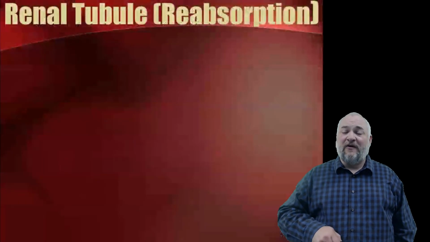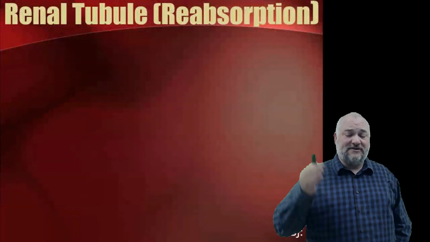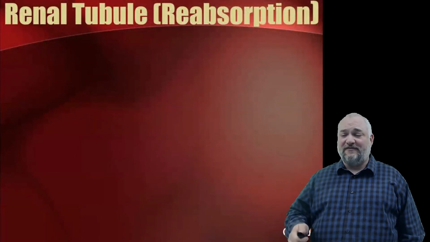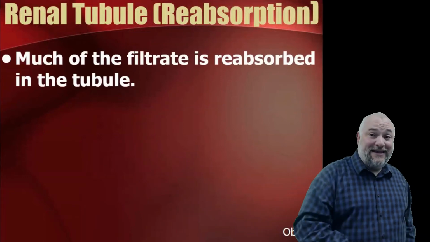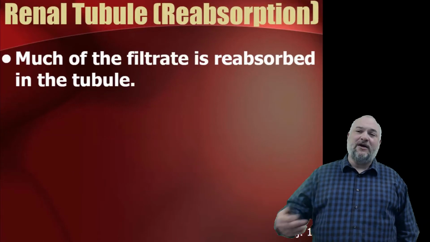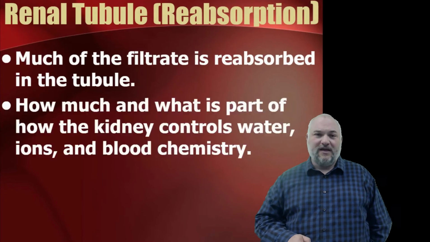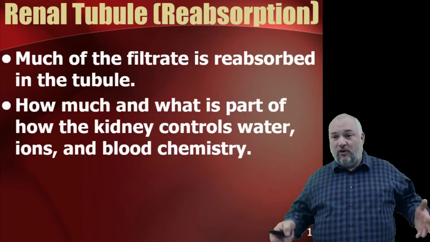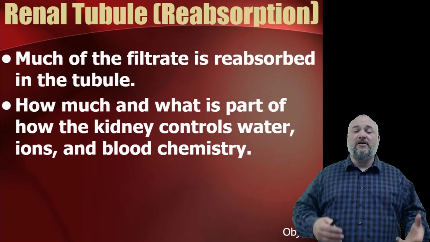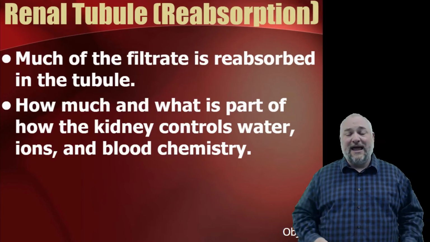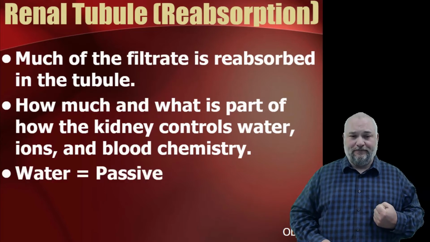And what's going to happen here is we've already pushed everything out of the bloodstream, right? All that's left in the bloodstream at this point is blood cells and big proteins. So all that other stuff is now in the renal tubule. Most of that we want to get back into the blood. So that's what we call reabsorption. We reabsorb it back into the blood from the tubule. How much and what we reabsorb back into the blood is a big part of how the kidney controls water, ion, and blood chemistry in our blood. You push everything out and just bring back in what you want.